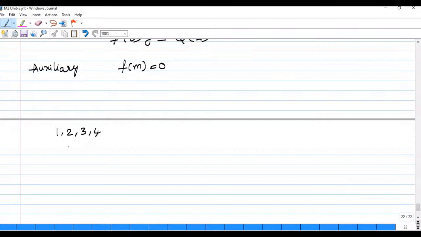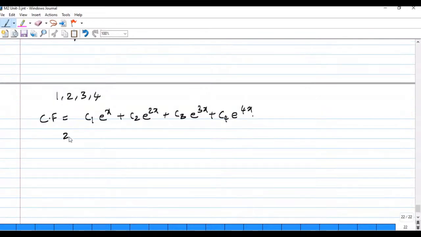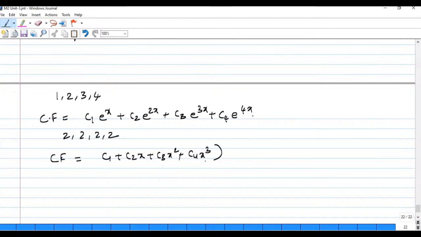For example, if 1, 2, 3, 4 are roots, all real and distinct, what is the complementary function? C1 e^x + C2 e^2x + C3 e^3x + C4 e^4x. Suppose 2 is a root repeated 4 times, real and repeated. The complementary function is (C1 + C2 x + C3 x² + C4 x³) e^2x.